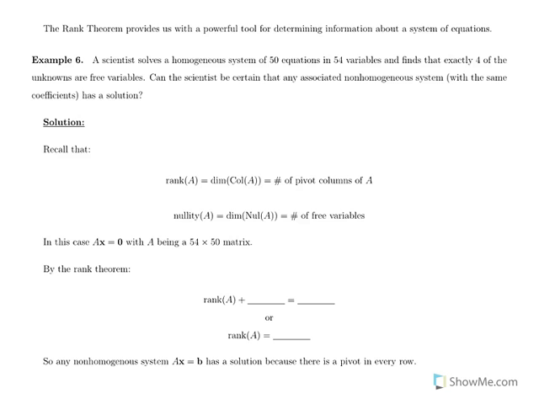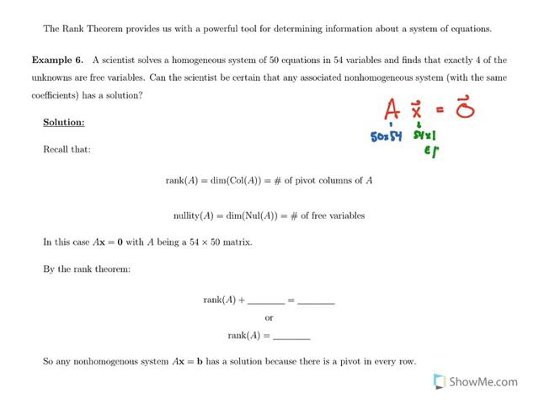So now let's look at a kind of generic example where a scientist solves a homogeneous system. That's going to be AX equals 0 of 50 equations in 54 variables. So what that means is that the matrix A is going to be a 50 by 54 matrix. The vector X is going to be a 54 by 1.